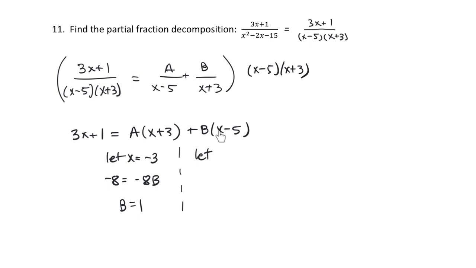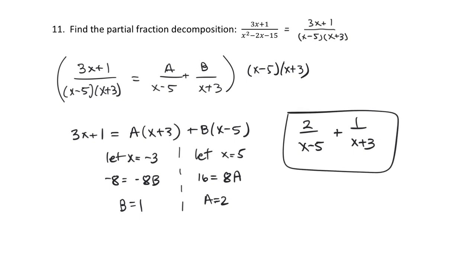Now, if we do this again, we're going to try to get b gone so that we can solve for a. So if I let x equal 5, that's going to be a 0 here, allowing me to solve for a. So 3 times 5 is 15, plus 1 is 16. 5 plus 3 is 8. 8 times a is 8a, and then b is gone because 5 subtract 5 is 0. So a equals 2. Then the partial fractions: 2 replaces a, and +1 replaces b. So the two partial fractions are 2 over x minus 5 and 1 over x plus 3.